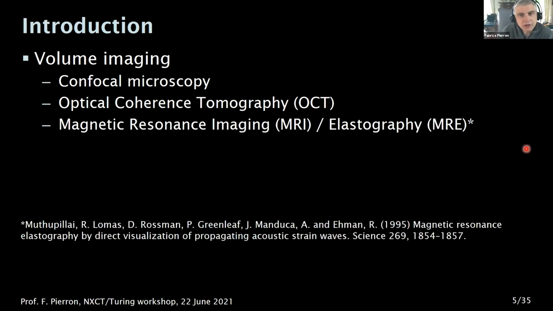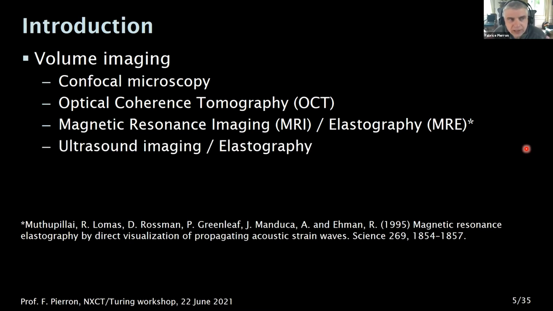Magnetic resonance imaging, and also a derivative of MRI called magnetic resonance elastography, which provides directly 3D maps of displacements with very nice resolution. And this is an area that is less well known than MRI. Ultrasound imaging and ultrasound elastography, meaning the capacity to image the elasticity of materials, meaning stiffnesses, and generally what people there are interested in is contrast of stiffnesses.